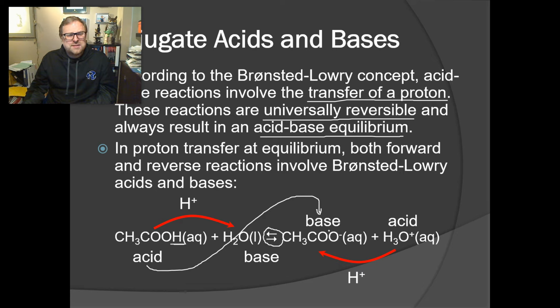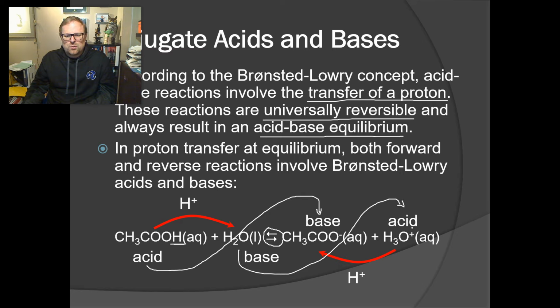Because if we look at this in the reverse reaction, if we're reading this from right to left instead of left to right, then this base right here turns back into an acid. It's pretending to be a base in the reverse reaction, whereas this is an acid in the forward reaction. So this is its acid and its conjugate base. Water is the base with its conjugate acid.